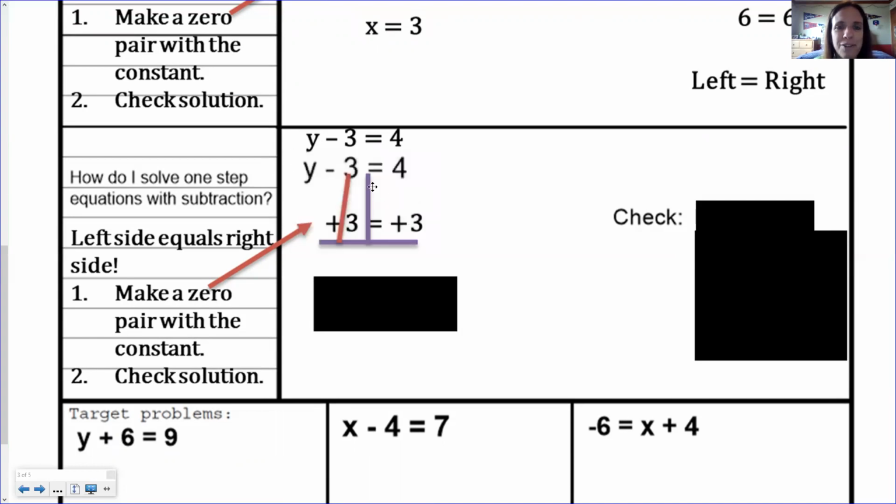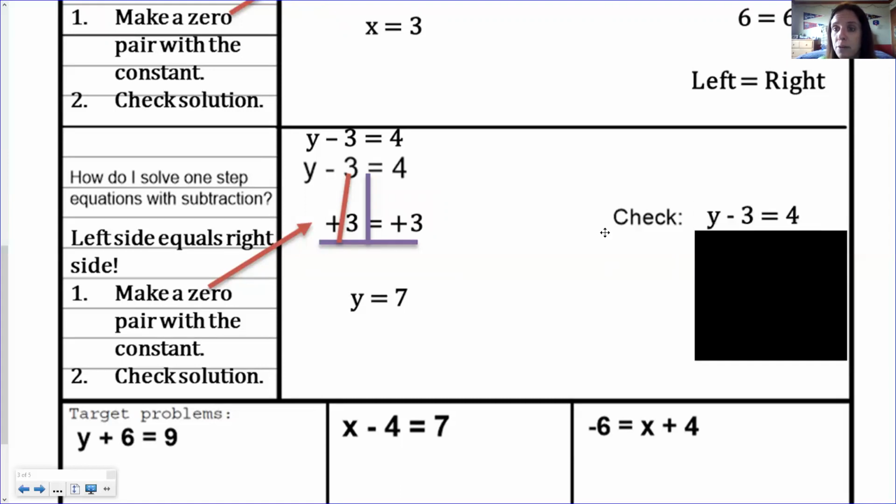Positive 3. So after you do the rewrite, you're going to add 3 on the left side and add 3 on the right side. Positive 3, positive 3. This makes our zero pair. So I just included this little slash here. This would be something I would do if I was teaching to you in the classroom. I would cross those out so that I see I have 1 y left, and 4 plus 3 is 7. So 1y equals 7. I want to check that.